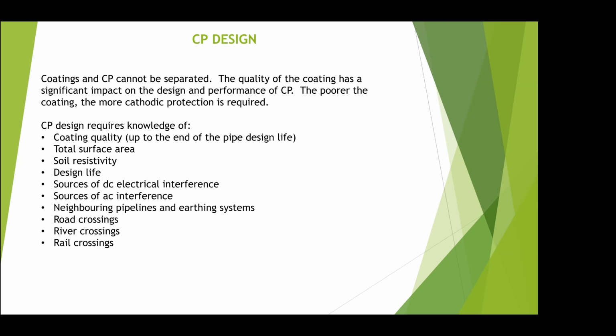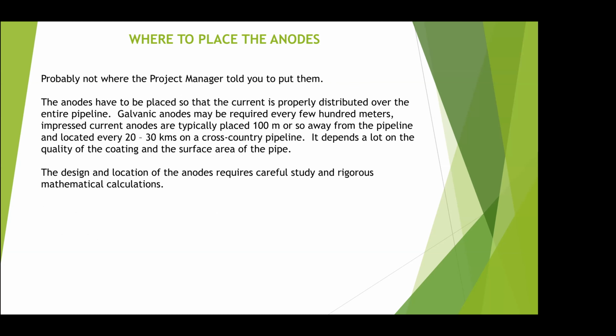We need to know the total surface area so we can see how much current we're going to need to protect it. We need to know about the soil resistivity because that affects the passage of electrons to and from the pipe. We need to know how long you want it to work for. We need to know if there's any electrical interference, either from direct current or AC interference. You need to know if there's anybody nearby with a pipe or an earthing system. You need to know where the road crossings are, the river crossings, and the rail crossings, all these kind of things. Now, the difficulty is knowing where to put the anodes.